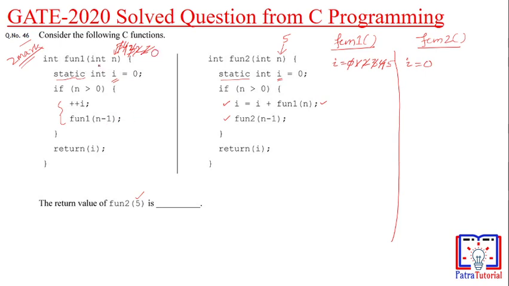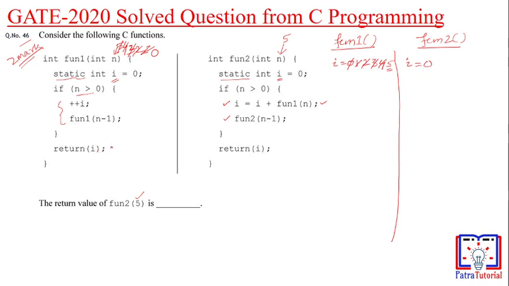Now again it will get inside function 1. Then it will check the if condition. Now 0 is greater than 0? No, this condition is not satisfied right now. So since this condition is not satisfied, these two statements will not be executed. Directly it will come to return I. So what is the value of I right now? The value of I is 5. This one, current value of I is 5.